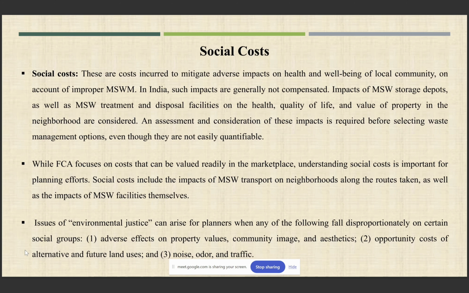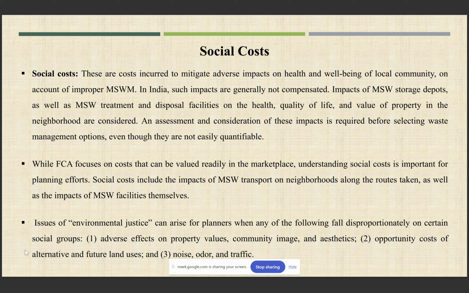So next is the social cost. These are the costs incurred to mitigate adverse impact on health and well-being of the local community on account of improper management of the municipal solid waste management facilities. If there is not proper management of all the waste coming into that facility, then whatever the adverse impact is there on the health and well-being of the local community will be covered in this cost. But in India, such impacts are generally not compensated.